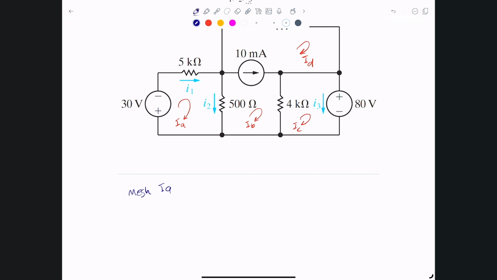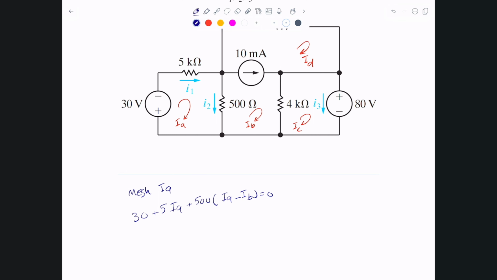That simply in here is actually 30 volts plus 5 IA plus 500, and of course that will be IA and the IB. IA is going that way, IB is going that way, so that's basically IA minus IB, and that should be equal to 0. So that's the first equation.